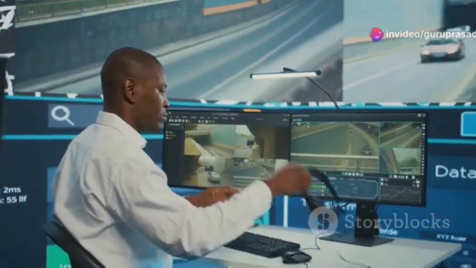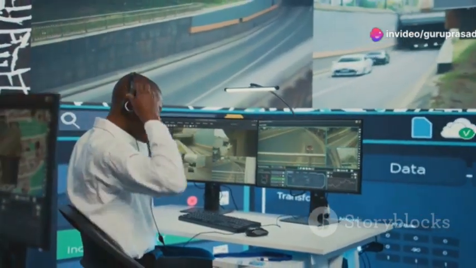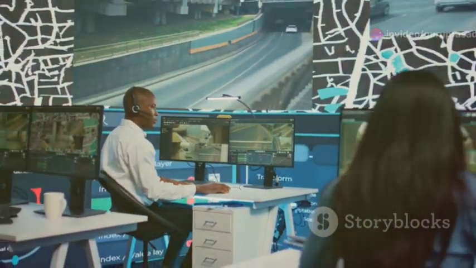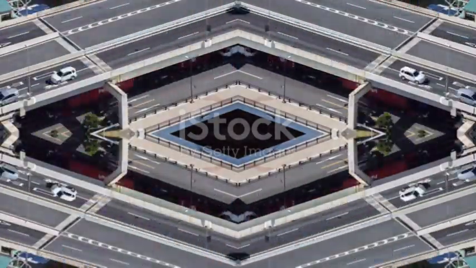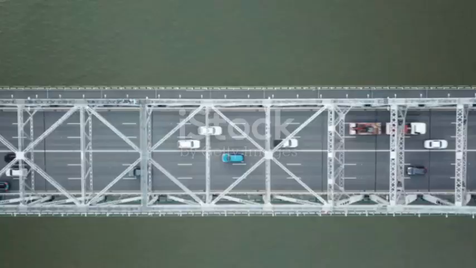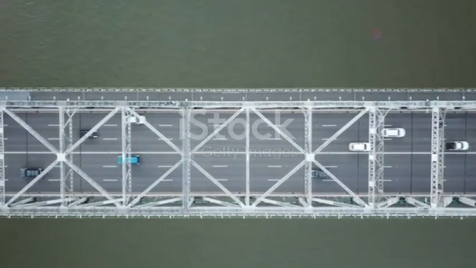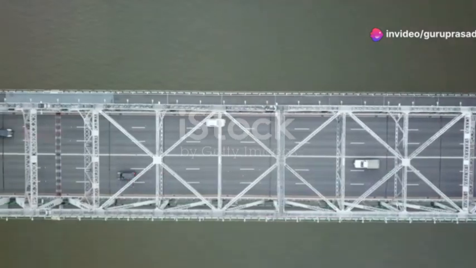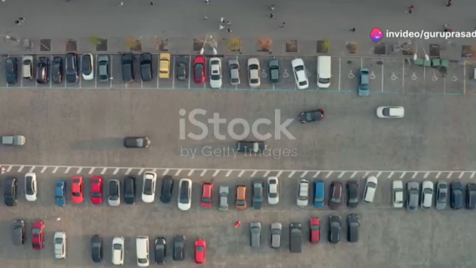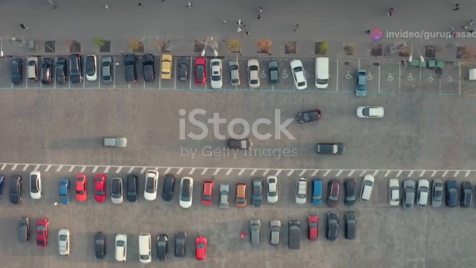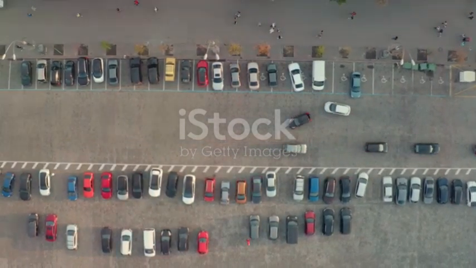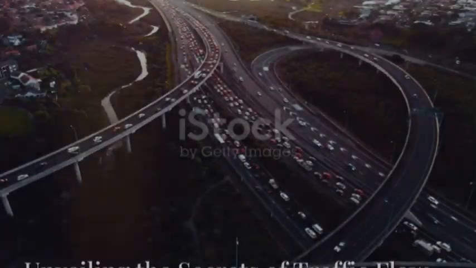Just like astronomers use telescopes to study distant galaxies, traffic engineers use data to understand traffic patterns. This data helps us unlock the secrets of traffic flow. By applying mathematical principles, we can transform congested intersections into well-choreographed ballets of motion. Welcome to the fascinating world of traffic flow optimization, where math and technology converge to keep our cities moving.